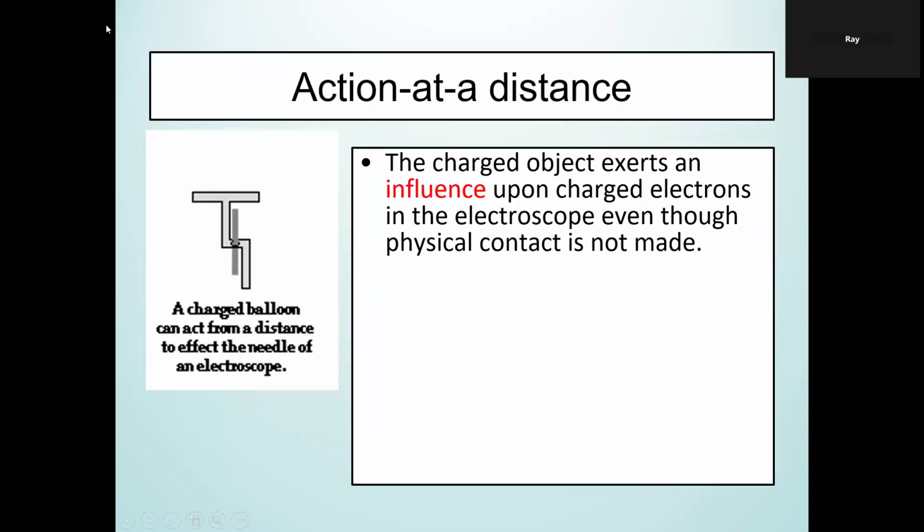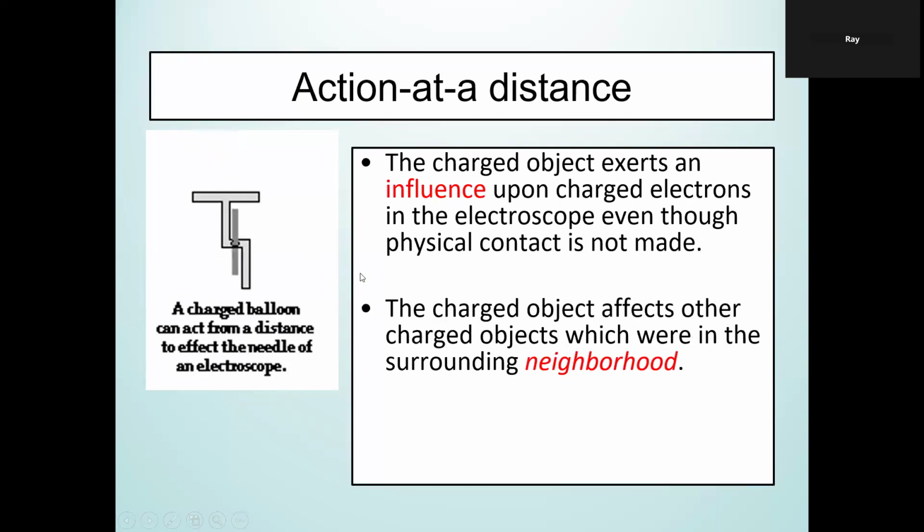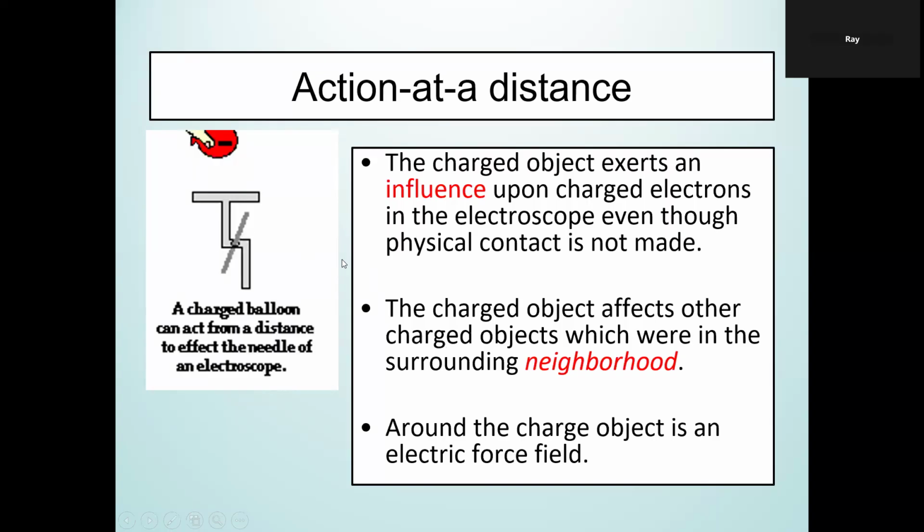On the charged electrons in the electroscope, even though physical contact is not made, the charged object affects other charged objects in the neighborhood. Right? The balloon is charged, so it affects the neighborhood, the charges in the surrounding neighborhood. Around a charged object is an electric force field. Because around the negative charged balloon, there's an electric force field around there, a force field.